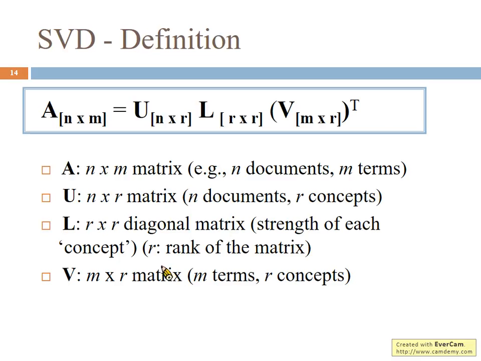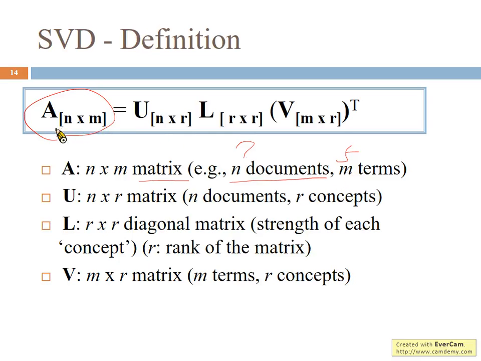So given the data matrix mentioned above, we have the matrix A, which is an n by m matrix. So in this example, we have n documents. So we have 7 documents, we have 5 terms. So we are given a 7 by 5 matrix.